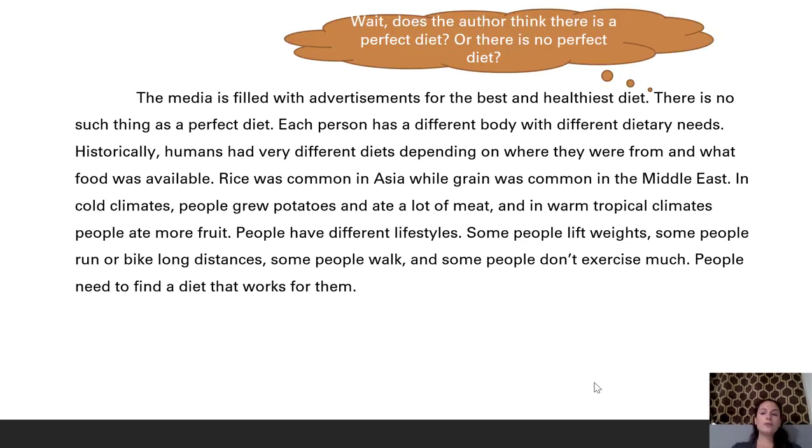All right, so after reading this paragraph, I had a lot of questions. My first question is about the transition from this first sentence to the second sentence. The media is filled with advertisements for the best and healthiest diet. There is no such thing as a perfect diet. Wait, I'm already confused. Does the author think there's one best and healthiest diet, or do they think that there's no perfect diet? These are two different ideas.